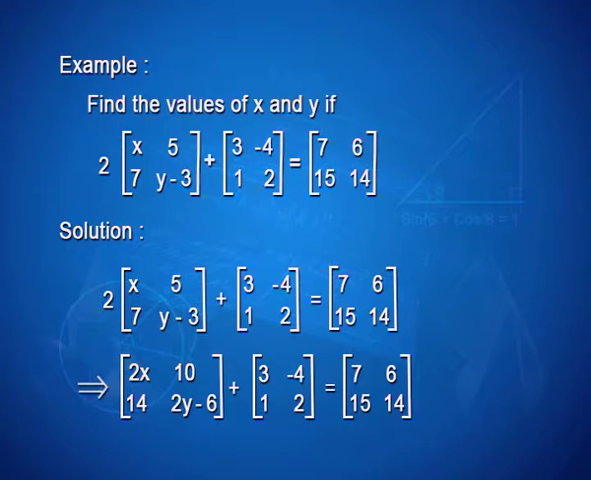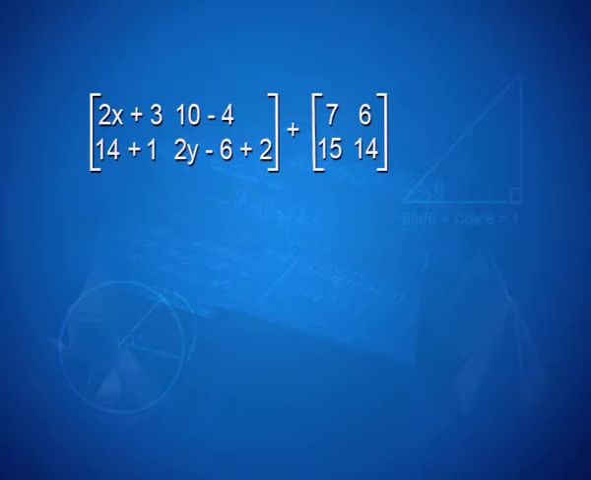Now, adding the corresponding elements of the two matrices, we have 2x plus 3 as the first element, 10 minus 4 as the second element of the first row, 14 plus 1 as the first element of the second row and 2y minus 6 plus 2 as the second element of the second row, that is equal to 7, 6, 15, 14. Now, equating the corresponding elements, we get two equations: 2x plus 3 is equal to 7 and 2y minus 6 plus 2 is equal to 14.